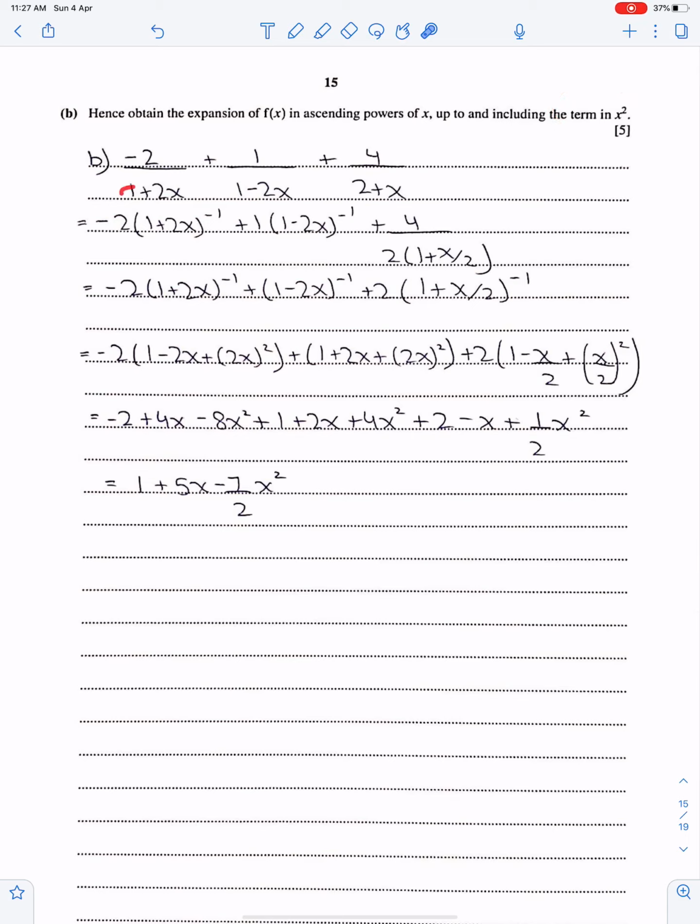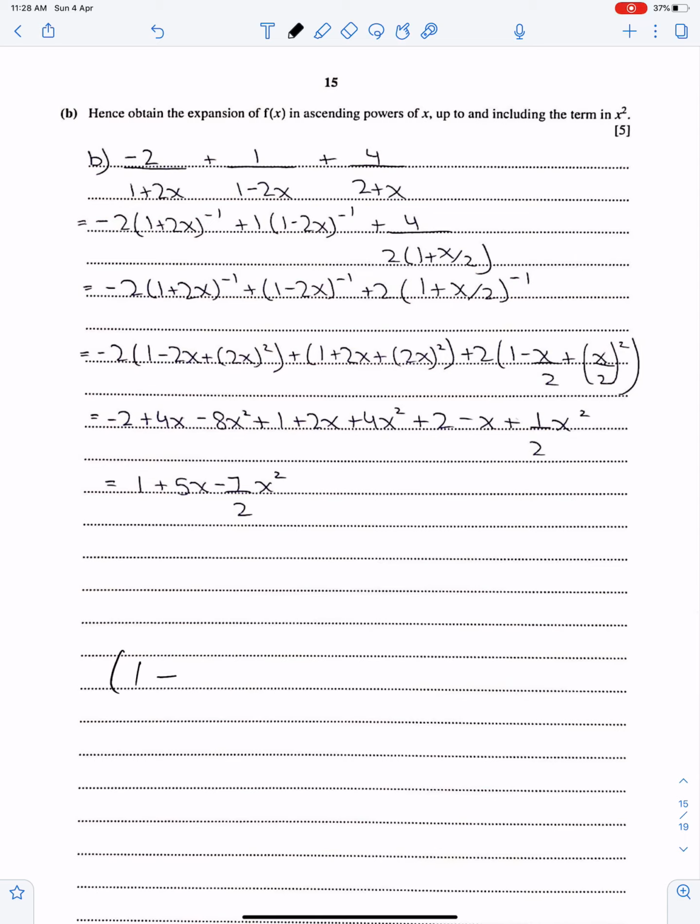Fortunately, the first term is 1, but here we have to make the first term 1. So when you take 2 common from this, you'll get 2 times (1 plus x upon 2). Now you have to bring everything in the numerator. This is power minus 1, and you know the formula for power minus 1. So when we have power minus 1, we use this formula.